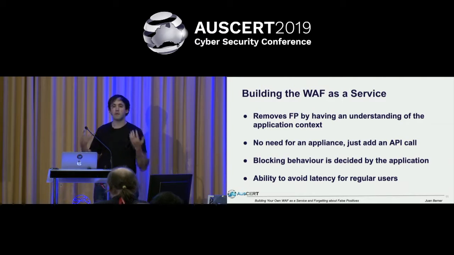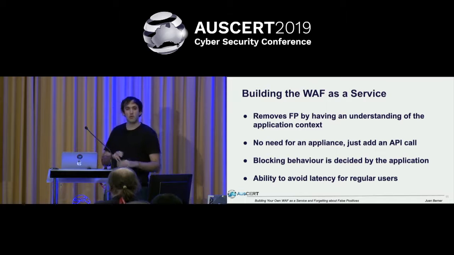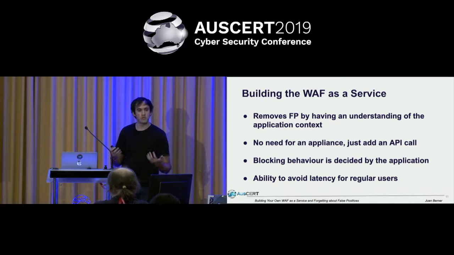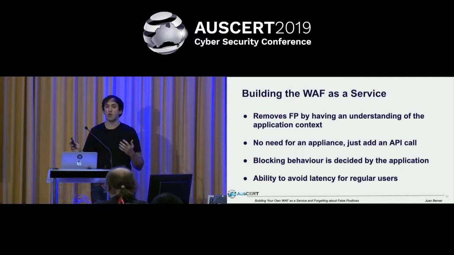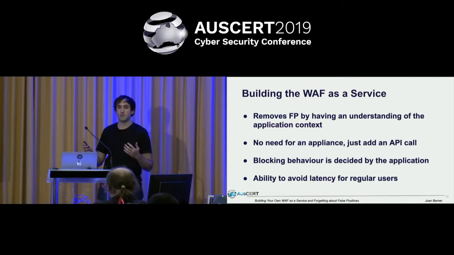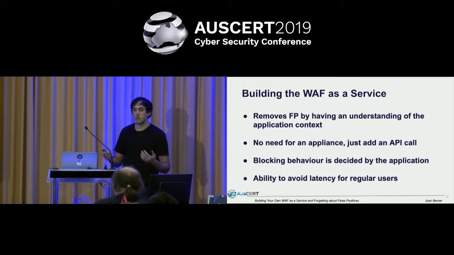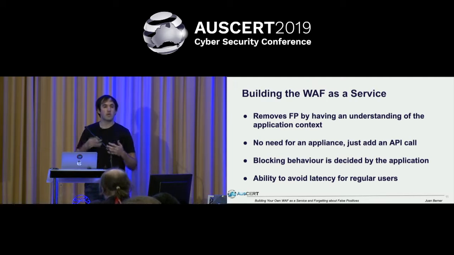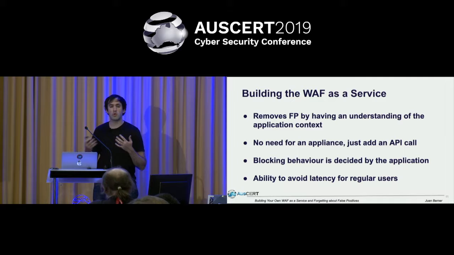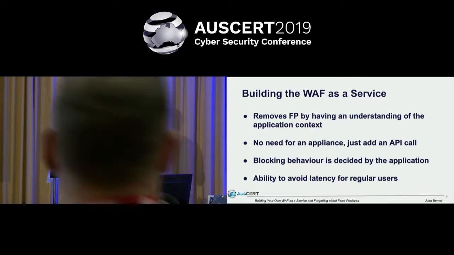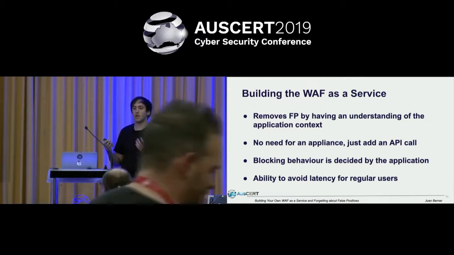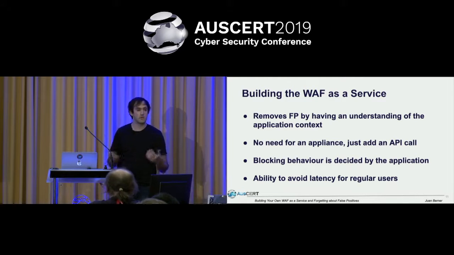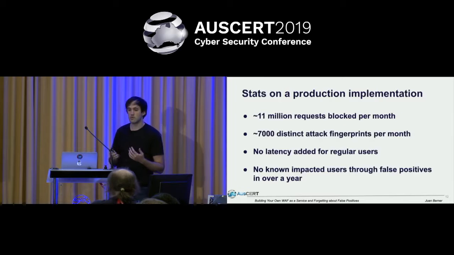So here's how I ended up with this architecture. So having a WAF as a service. So it's going to remove false positives by understanding the context of the request, not just the request itself. There's no need for an appliance, so any application can just add an API call if they need to quickly bootstrap, something which developers are very used to and very comfortable with. And of course, the application has a lot of power to decide how the WAF is going to react, and it also allows to avoid the latency of the users, something that I will explain later how.